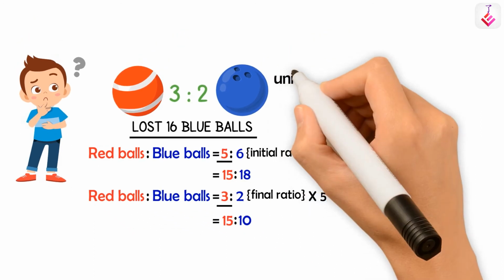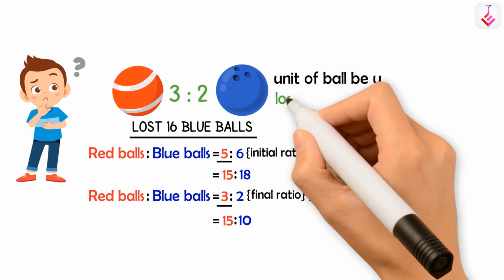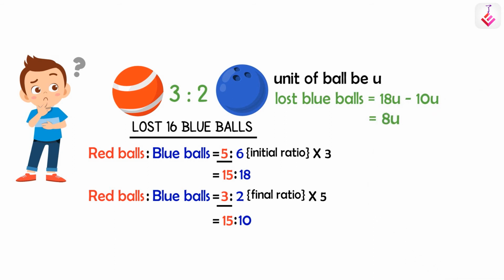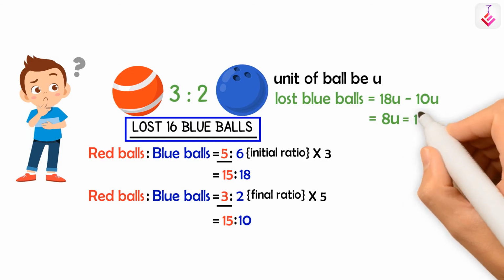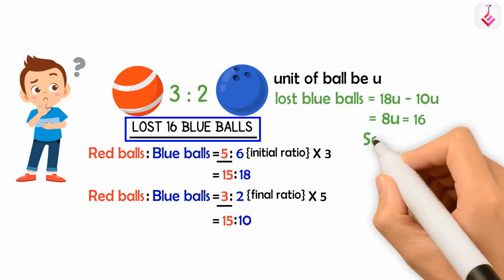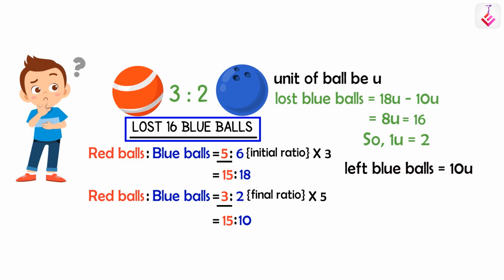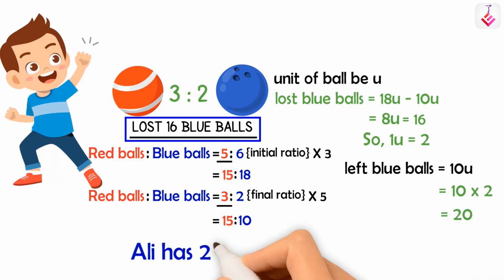Now let the unit of balls be U. Thus, lost blue balls equals 18U minus 10U equals 8U. But we know 16 blue balls were lost. So 8U equals 16, or 1U equals 2. Therefore, left blue balls equals 10U, equals 10 into 2, equals 20. Ollie has 20 blue balls now.